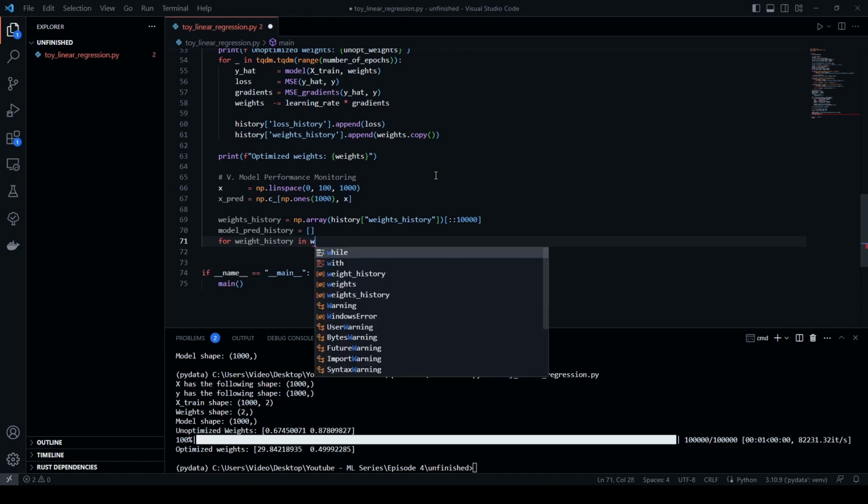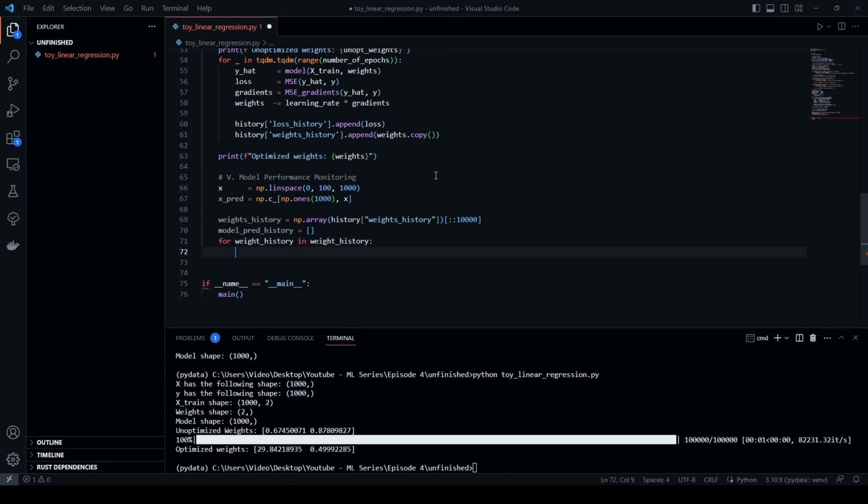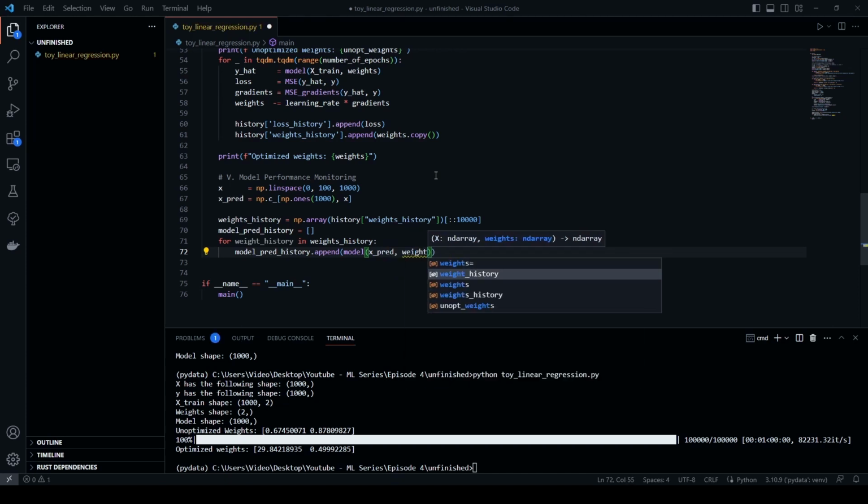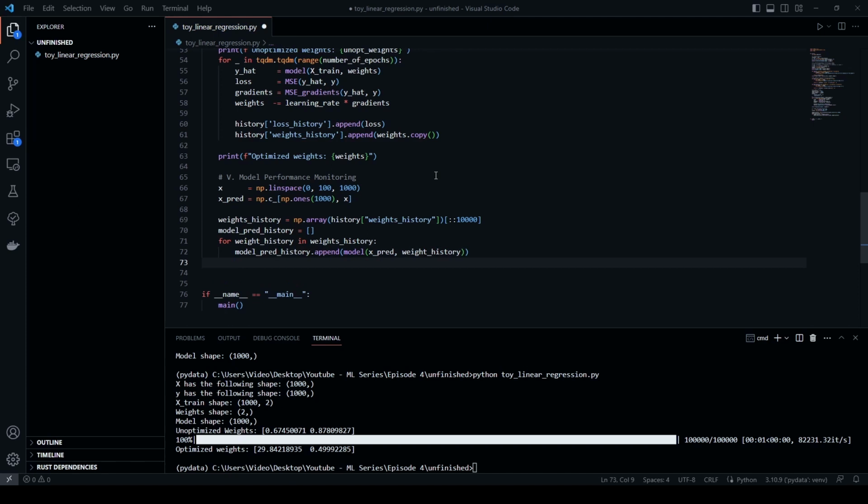So we can say, okay, for weight in weights history. Wait, this should be weights history. Okay, so far so good. And then model pred history append, and we append the model prediction. The model is basically xpred dot weight, right? But we can also call model. A model takes x and the weights, and x is in our case xpred, and the weights would be the weight from the history. So far so good.